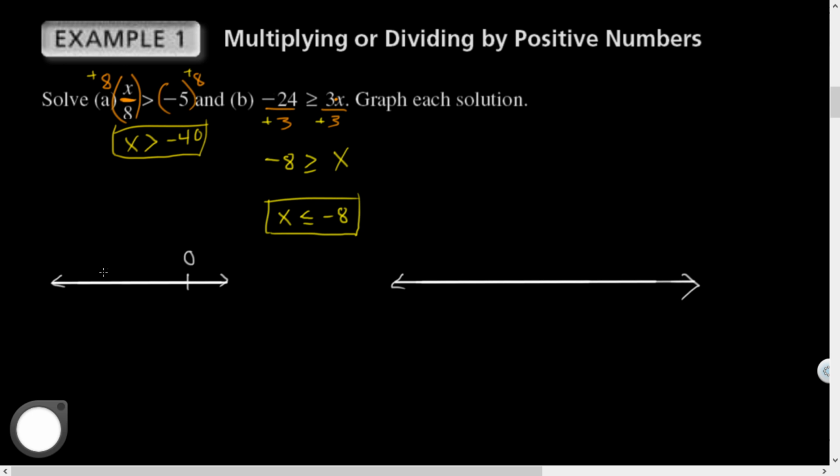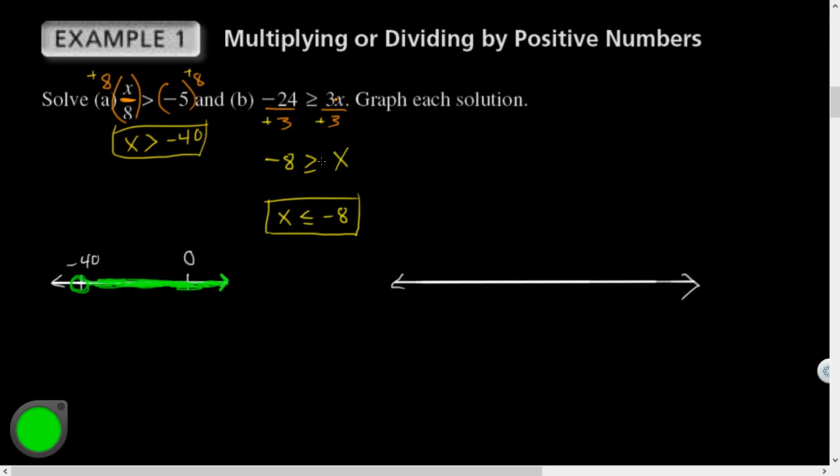So let's see, 0, negative 40 would have been to the left of 0. And my solution here, I'm saying x is greater than negative 40. So I would have put an open circle at negative 40 and shade it to the left. Shade in. Now, okay, so there we go. X is greater than negative 40.